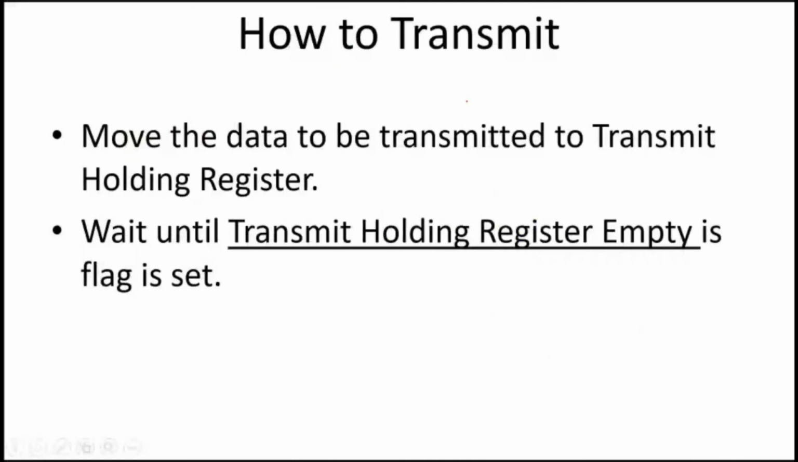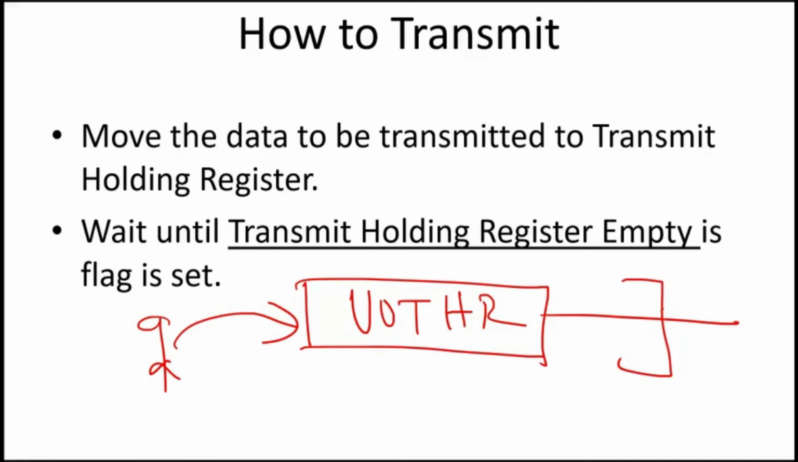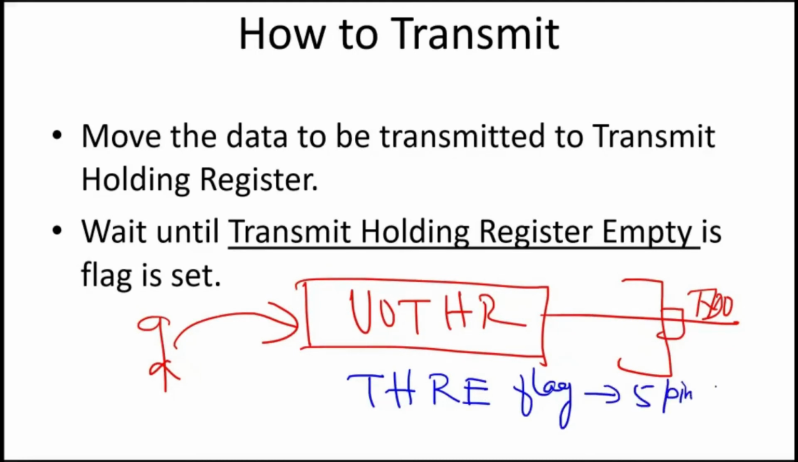How to transmit? Very easy. You have one exclusive register called the UART0 transmit holding register. Whatever value you want to send, you put into this register. The microcontroller will serially transmit it via the transmit 0 pin. Once you put the data, how do you know that it is successfully transmitted out? There is a flag called the transmit holding register empty flag. This is available in the 5th bit of the status register.